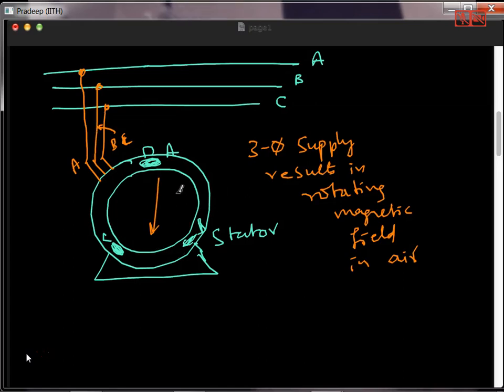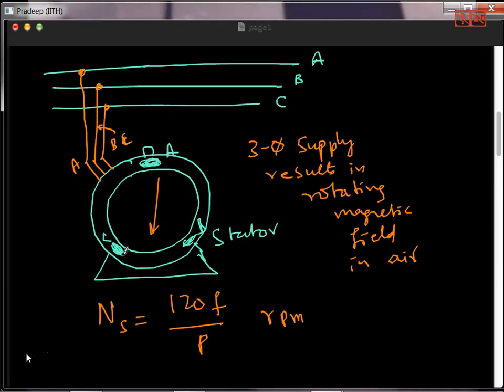What determines the speed of rotation? The speed of rotation, Ns, is 120 f by P, in revolutions per minute, RPM. If you have a higher frequency of supply here, then the synchronous speed will be more. It also depends on the number of poles.